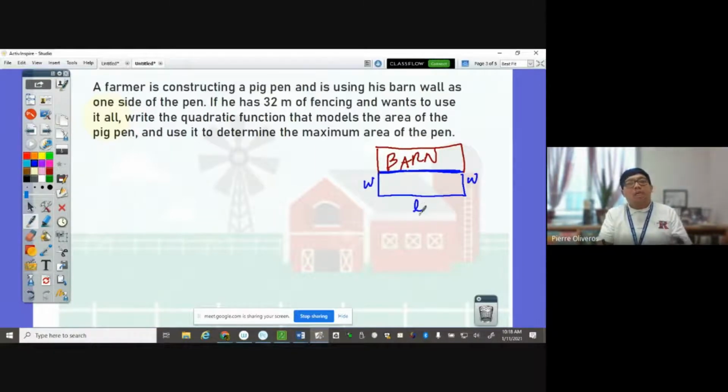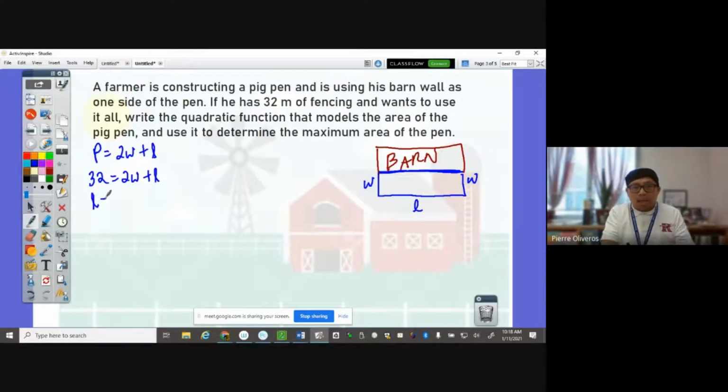In this case, we're going to use the 32 meters of fencing for two widths and one length. So our formula for perimeter is now 2W plus L, wherein the perimeter allocated for the fencing is only 32 meters. And obviously, it's easier to solve for the length because there's only one length. So L is equal to negative 2W plus 32.